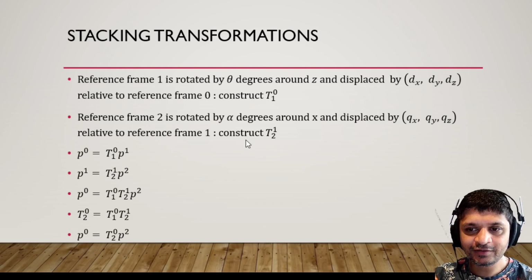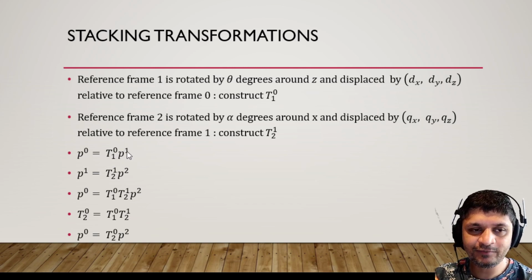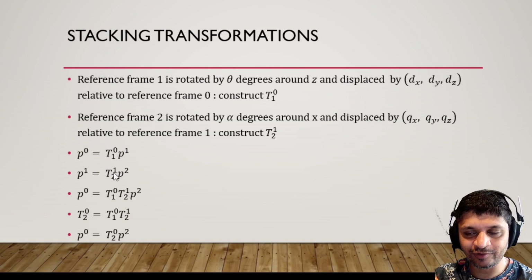Now there's a couple of relations that are interesting here. The position in reference frame naught is the transformation from reference frame 1 to naught multiplied by P1, so multiplied by the position in reference frame 1. Similarly, the position in reference frame 1 is equal to the transformation from reference frame 2 to reference frame 1 multiplied by the position in reference frame 2, right? So you take this one and it gets transformed out to naught. Similarly, this two gets transformed out to 1.